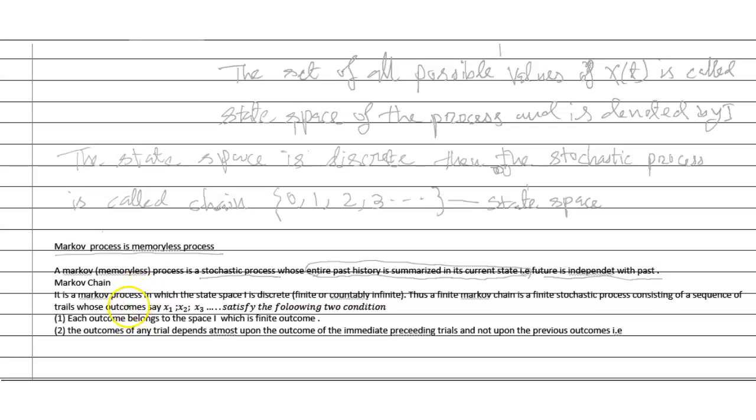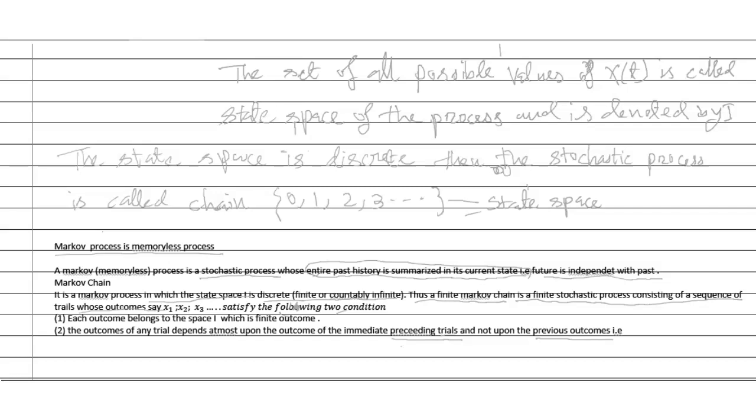A Markov chain is a Markov process in which the state space I is discrete, finite or countably infinite. Thus, a finite Markov chain is a finite stochastic process consisting of a sequence of trials whose outcomes, say X1, X2, X3, satisfy two conditions. Each outcome belongs to the finite state space I, and the outcome of any trial depends at most upon the outcome of the immediately preceding trial and not upon the previous outcomes.